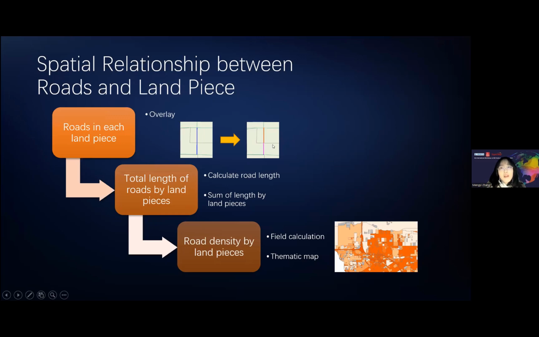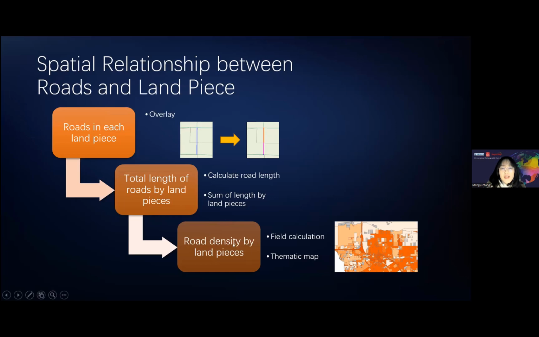And then we can calculate the length for those divided roads, and then summarize them to get the sum of road lengths by land pieces, and save the sum result in a specific field. And finally, we have got the total length of roads for each land piece.